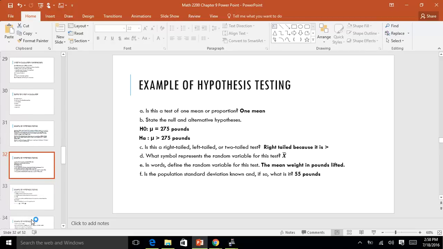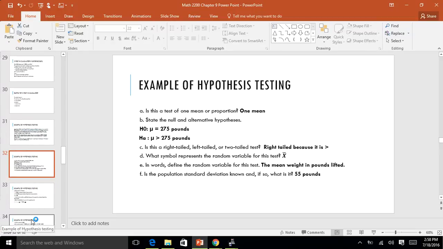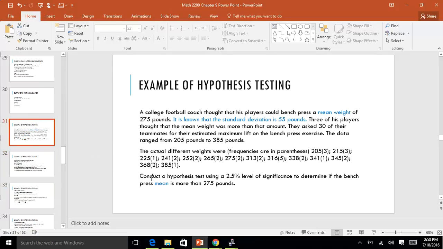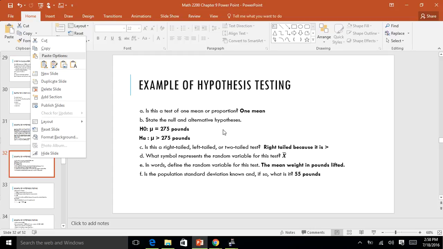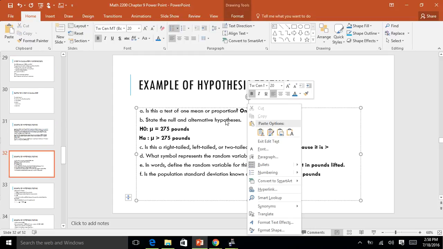Okay. So the first thing we need to do is ask, is this a test of one mean or a proportion? Well, it talked about mean all through the problem. And if you go back to the problem, it actually says here, determine if the bench press mean is more than 275. So that means this problem is a one mean problem.